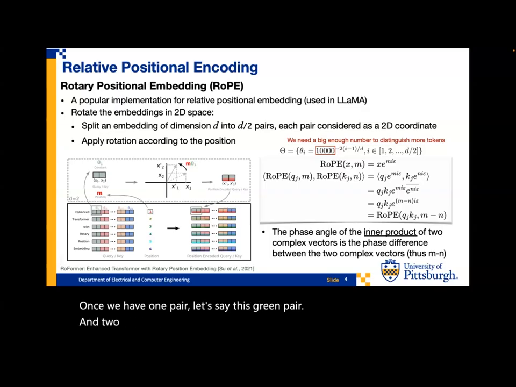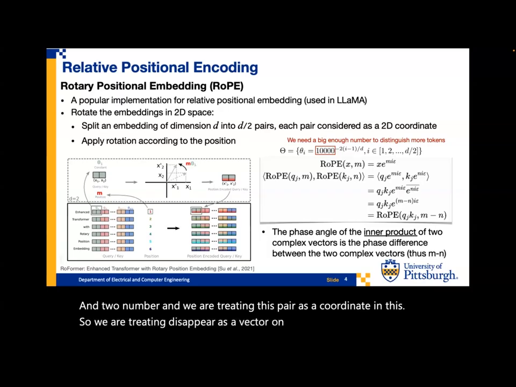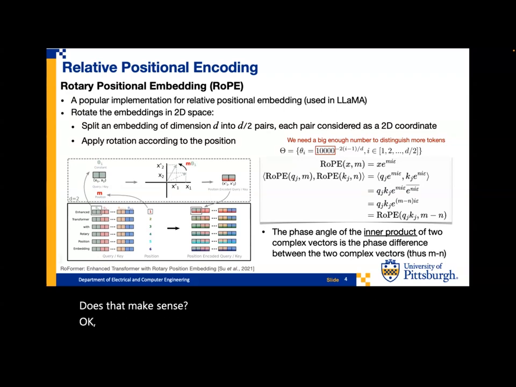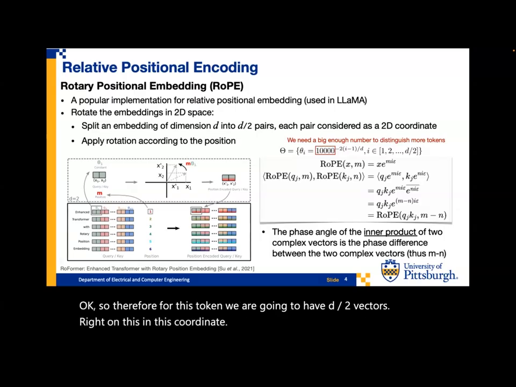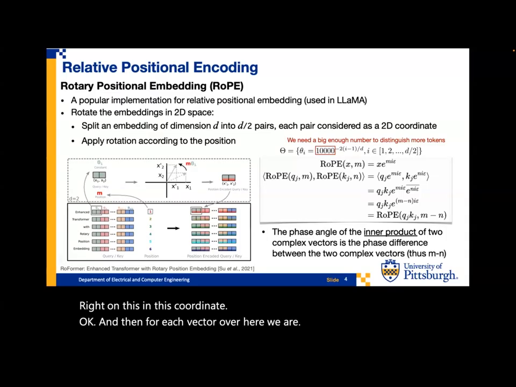we are treating this pair as a coordinate, as a vector on this coordinate. Does that make sense? Okay, so therefore, for this token, we are going to have d divided by 2 vectors on this coordinate. And then for each vector over here, we rotate this vector by theta degree.